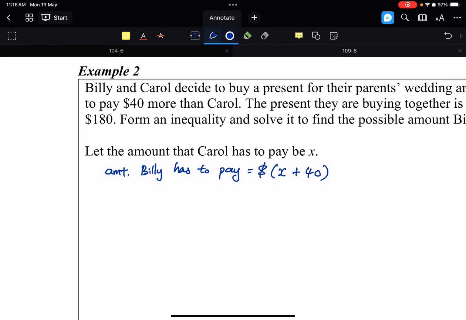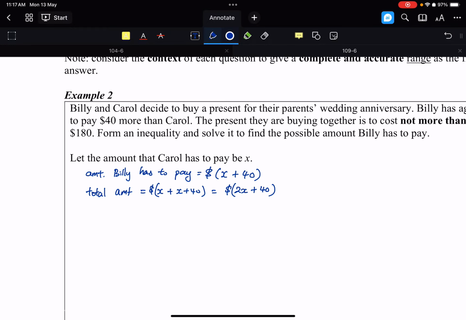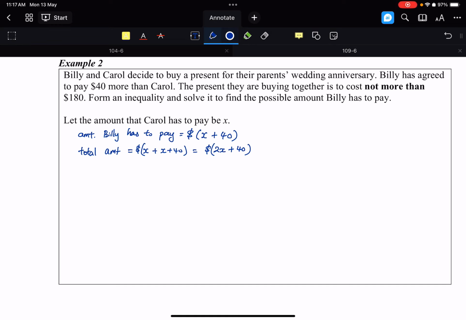So Billy is probably the elder sibling who has more income or more pocket money, right?